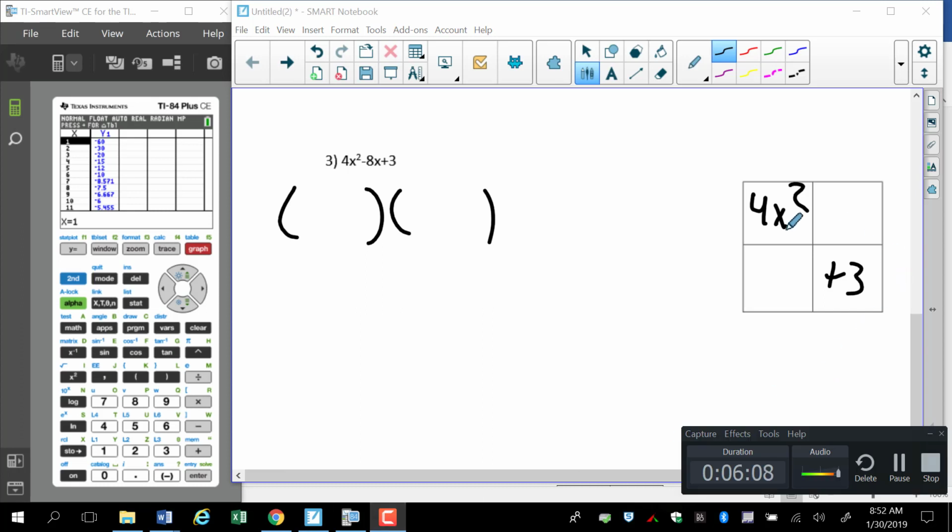Did you put 4x squared and plus 3 here? Hopefully you did. So now the next step is we need to figure out what goes here and here. So what do they need to add to? And what do they need to multiply to? We need to know what the numbers inside here need to add to, and what they need to multiply to. This is a good thing to put down. So pause the video, fill it in, see what you get.